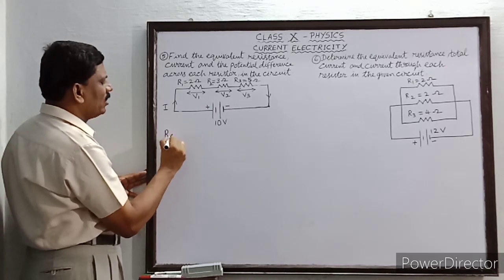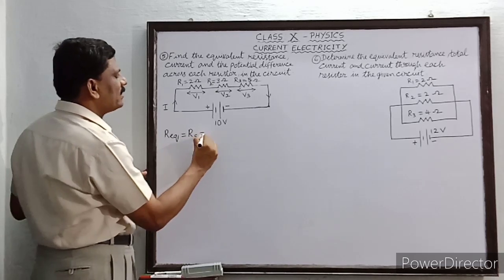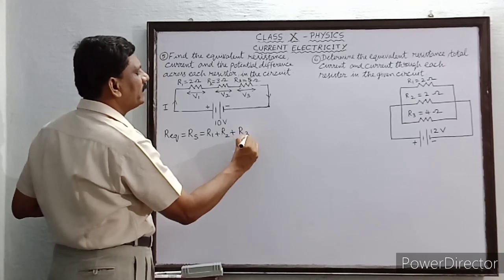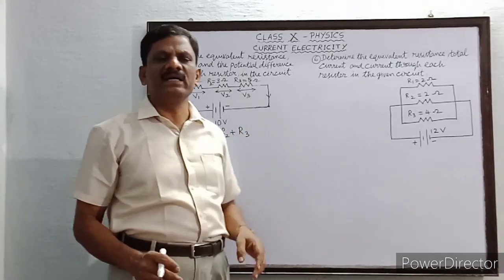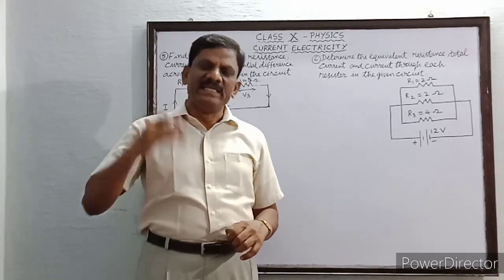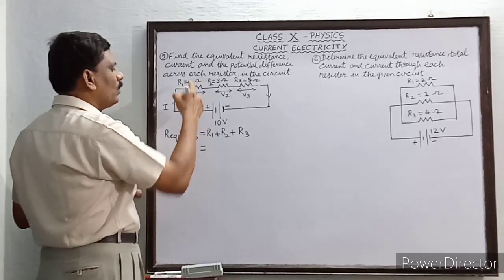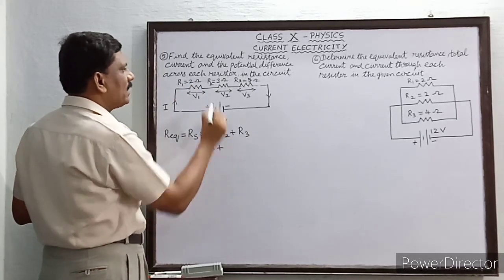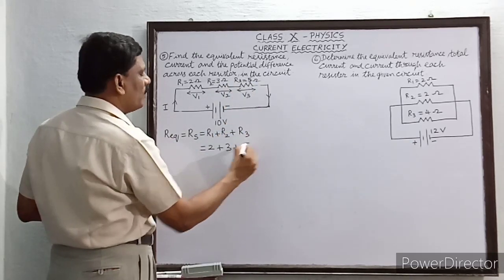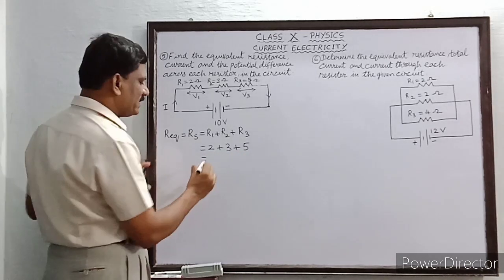So, R equivalent is equal to R series, that is equal to R1 plus R2 plus R3. We have studied that the effective resistance in series is equal to the sum of the individual resistances. So, this must be equal to what? In place of R1, this is 2 ohm plus R2 is 3 ohm plus R3 is 5 ohm, and this is now equal to 2 plus 3 is 5, 5 plus 5 is 10 ohm.